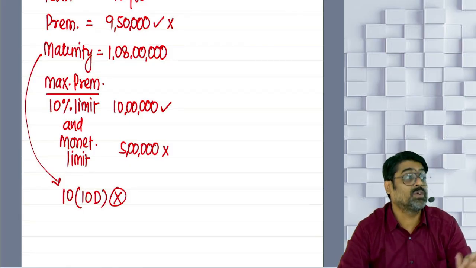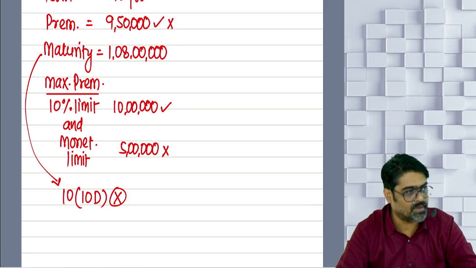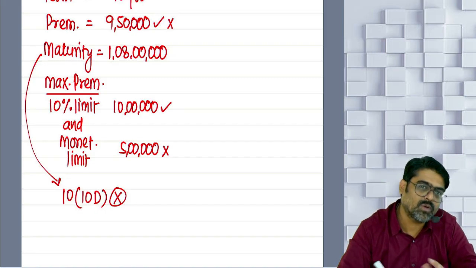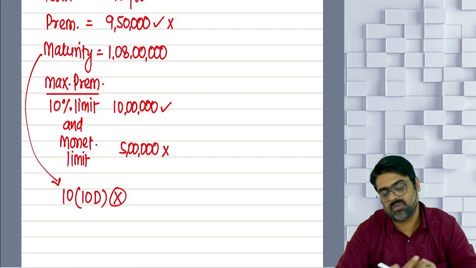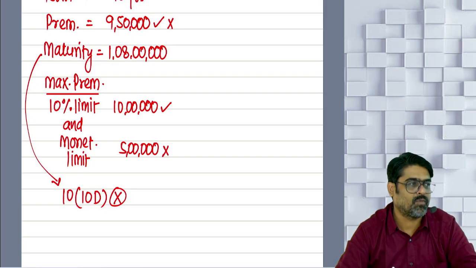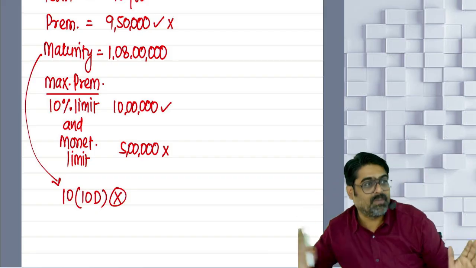So the returns which I used to earn by investing in such policies will no more be exempt. What to do? Who has said that I have to take one policy of 1 crore? Can I take 5 policies of 20 lakhs? Can I take 4 policies of 25 lakhs? This entire 1 crore I will split into 4 policies.